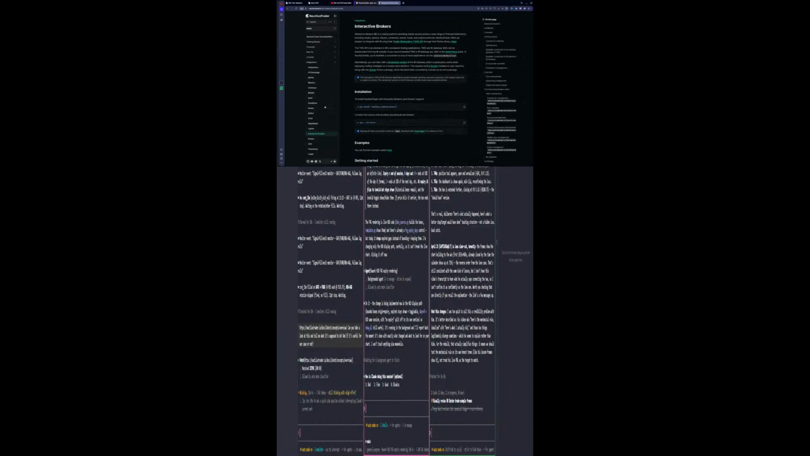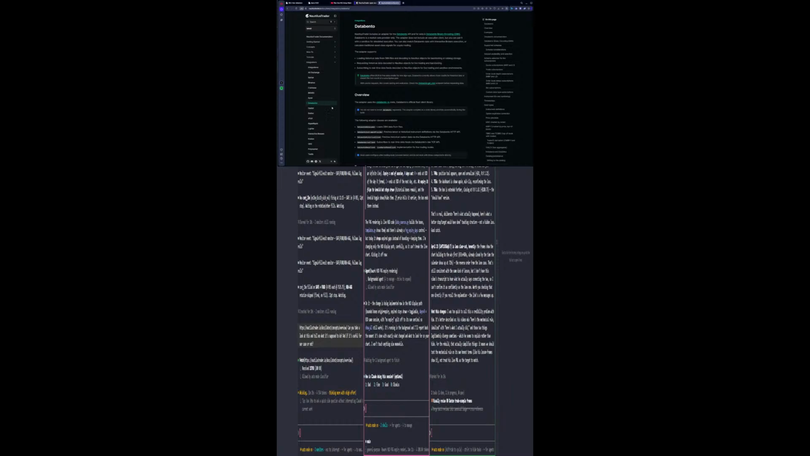I have Interactive Brokers, but don't use Interactive Brokers. Tardis, Polymarket, Databento. I have Databento, but we already have all their data encoded.